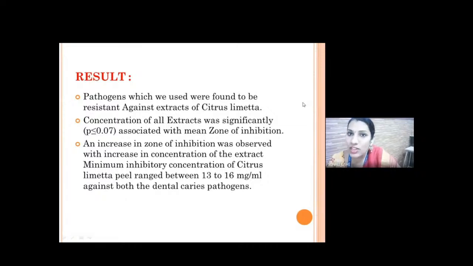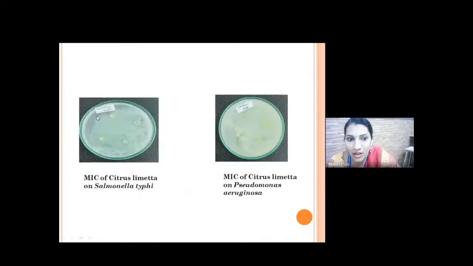If the zone of inhibition is small, then that organism may be resistant to that citrus species. If the zone of inhibition is large, then that organism will be sensitive to the citrus species. An increase in the zone of inhibition was observed with an increase in the concentration of the extract. The minimum inhibitory concentration of Citrus limetta ranged between 13 to 16 milligram per ml against both the dental caries pathogens. These are some photos.